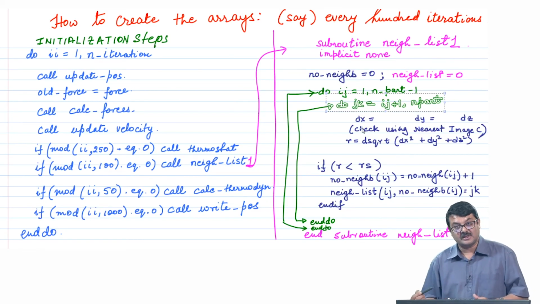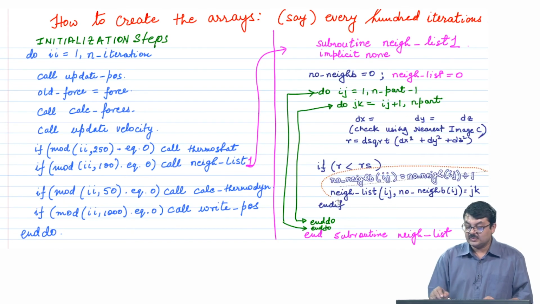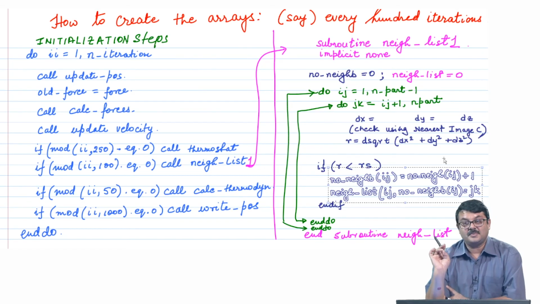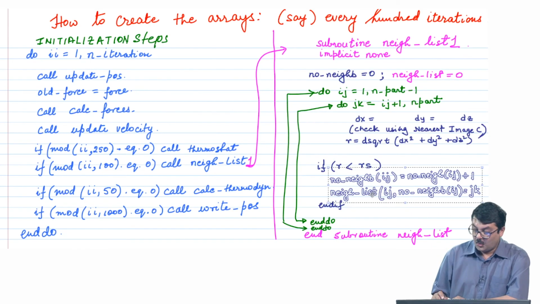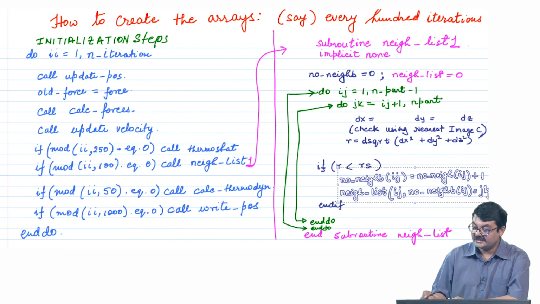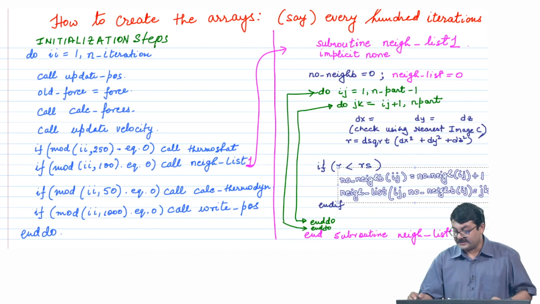Once this loop is completed, every 100 iterations, you will have these two arrays which constitute your neighbor list. One says how many neighbors each particle has, and the other, the NEIGHBOURS list, stores the particle index of each of these neighbors of particle ij. Okay. So now you have your neighbor list, very good.